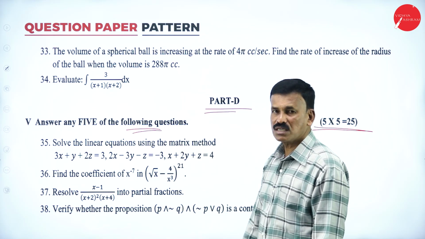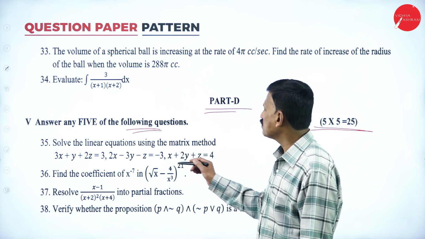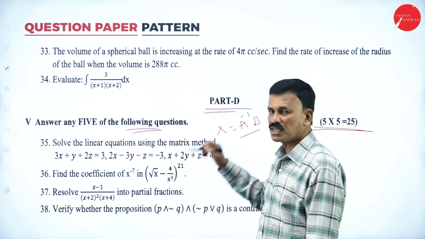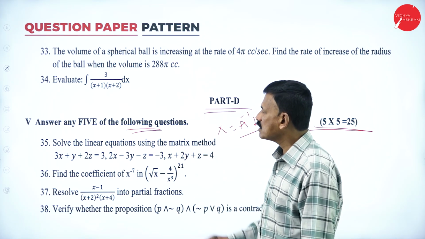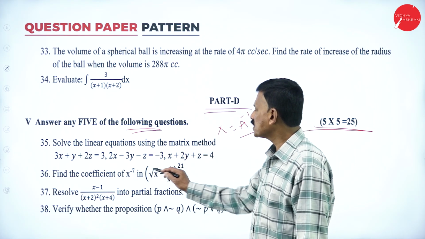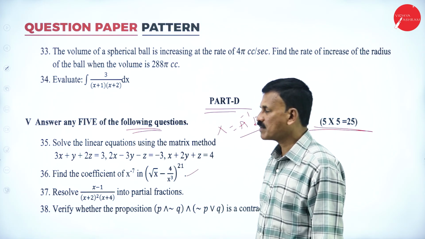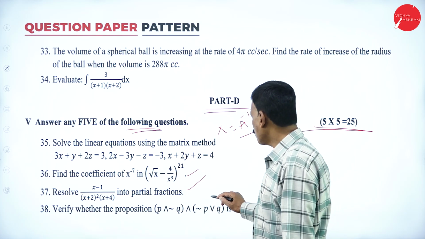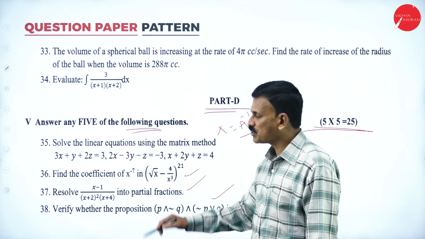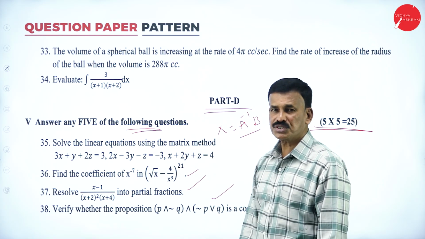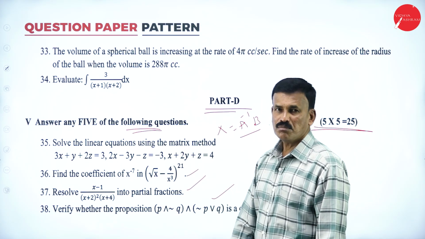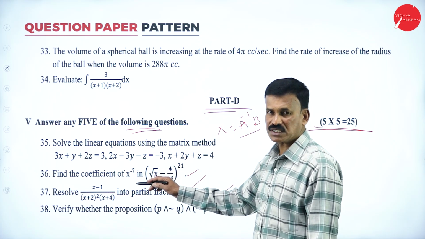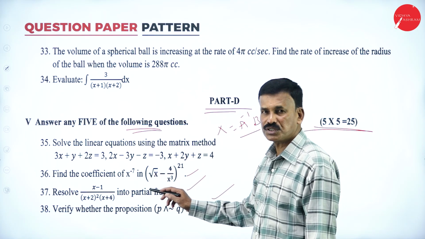The first question itself is from matrices and determinants. Solve using the matrix method. The formula for this is X equals A inverse into B. Finding the inverse and multiplying will give the answer. Then find the coefficient of x raised to minus 5 in the expansion of this, from the binomial theorem. Again resolve into partial fractions, and a question from mathematical logic. These 4 questions are compulsory type questions. The first question is from matrices and determinants, the matrix method. The second is from the binomial theorem. And the third is from partial fractions, resolving into partial fractions of type 1, type 2, type 3.